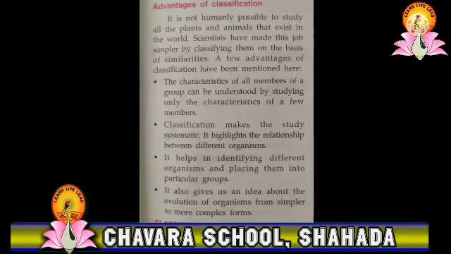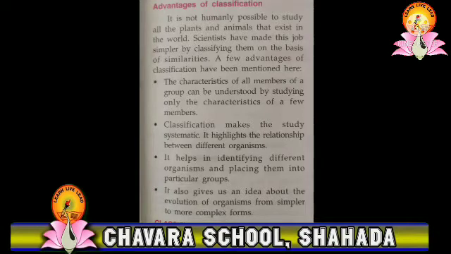The third advantage of classification is it helps in identifying different organisms and placing them into particular group. Once you study all the kingdoms and their groups, it will be easier for us to identify the organism based on its similarities, and we can place them easily into the particular group. That means we can understand easily that in which group this particular organism belongs.